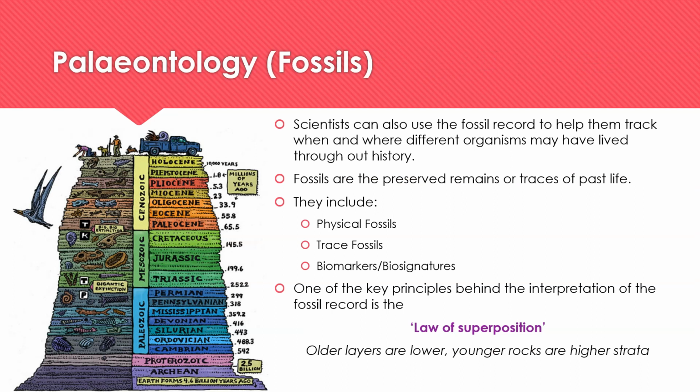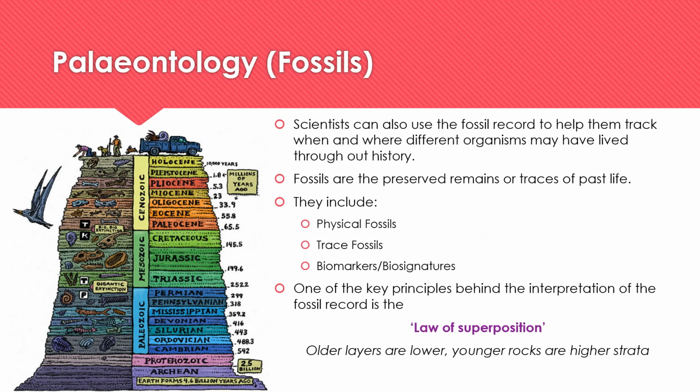So the fossil record is this set of fossils where we look at it to create a sequence and a timeline of when we think these different organisms lived and how we got from one to another. Scientists can use this fossil record to help track when and where different organisms have lived throughout history. What we're talking about here with fossils are preserved remains or traces of past life. You can have physical fossils, trace fossils, or you can even have what we call biomarkers or biosignatures.